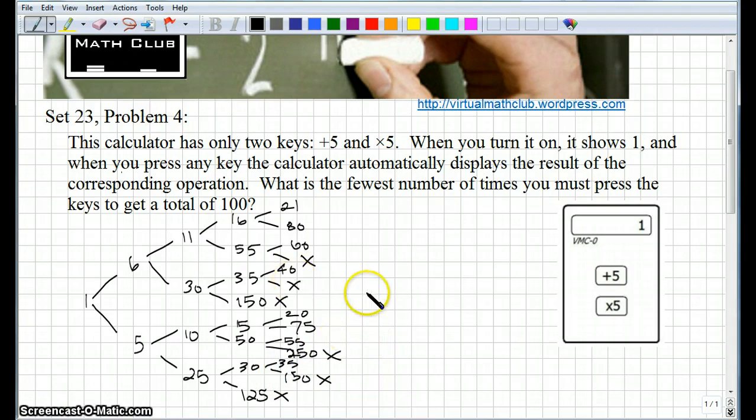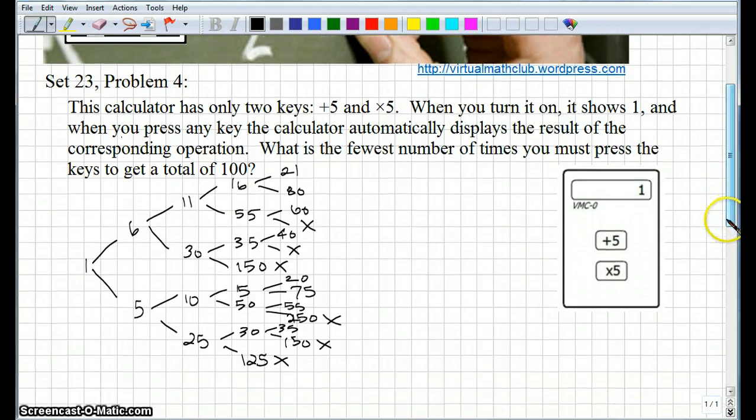So we could continue in this manner until we get something that adds up to 100, and you could see some of these, it's going to get awfully hard to get to 100. But probably the best way to do this is to work backwards. That's oftentimes a good strategy for problems, to think about it backwards. Sometimes that helps.